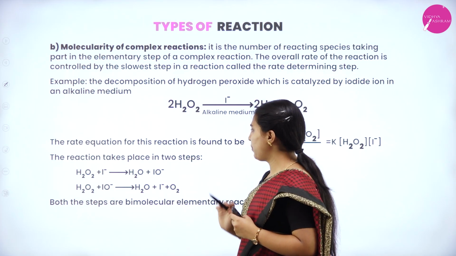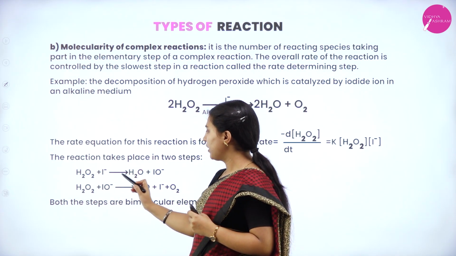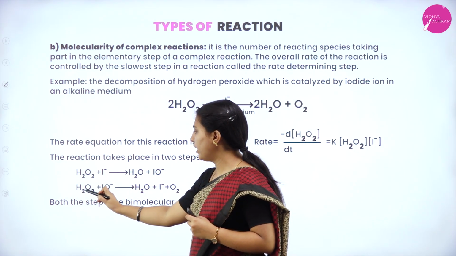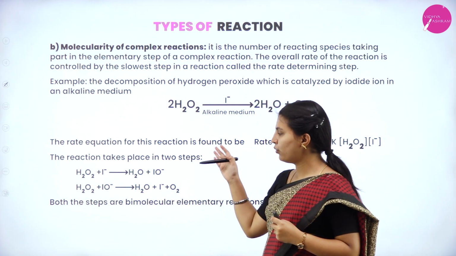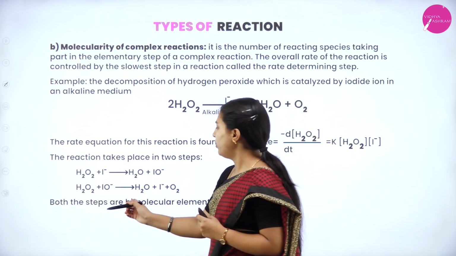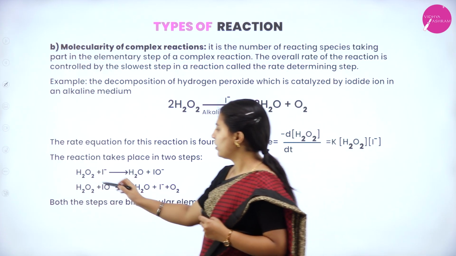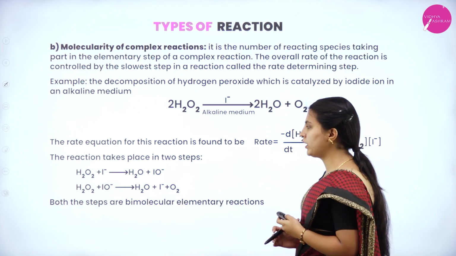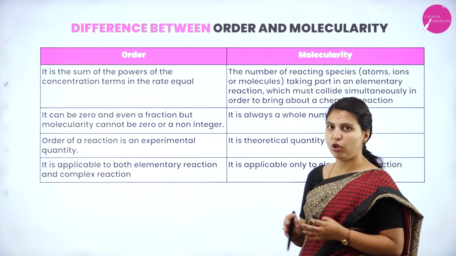The reaction takes place in two steps. Hydrogen peroxide plus iodide ion gives rise to water plus hypoiodite ion. Then hydrogen peroxide plus hypoiodite ion gives rise to water plus iodide plus oxygen. Both the steps are bimolecular elementary reactions because here 1 mole, here 1 mole, here 1 mole and here 1 mole. So bimolecular reactions.